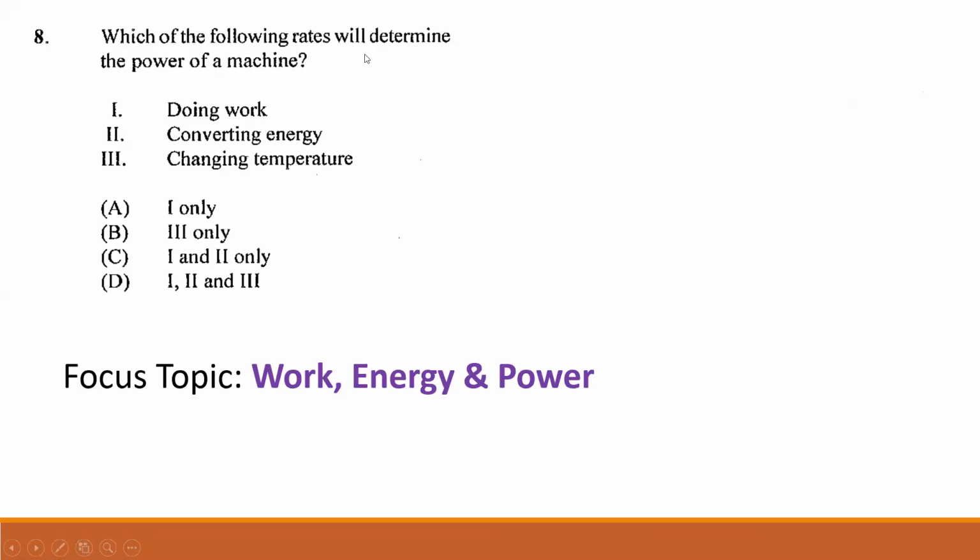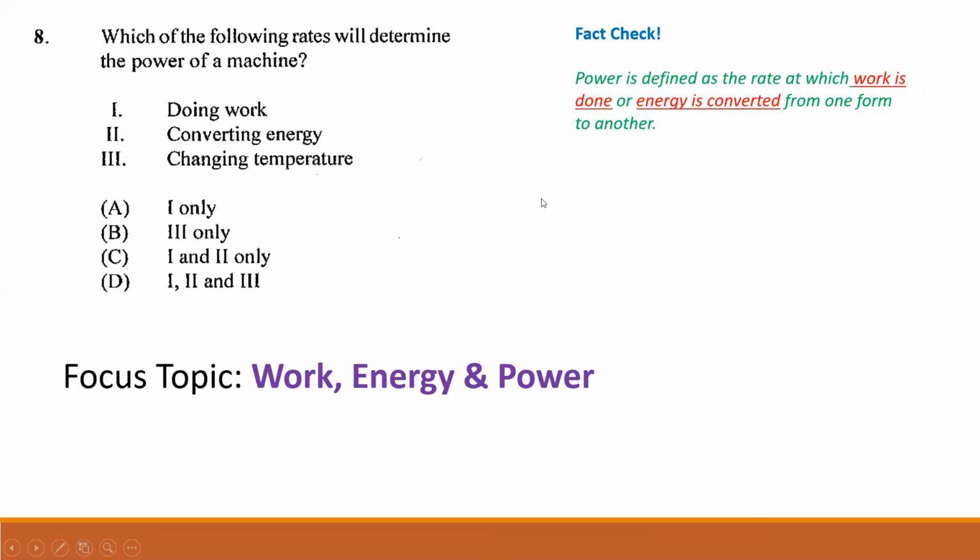Number 8, which of the following rates will determine the power of a machine? Power is defined as the rate at which work is done, or the rate at which energy is converted from one form to another. So a change in temperature would not give us power. So it's 1 and 2, and your answer is C.